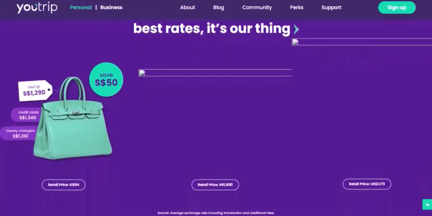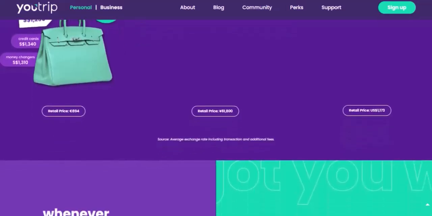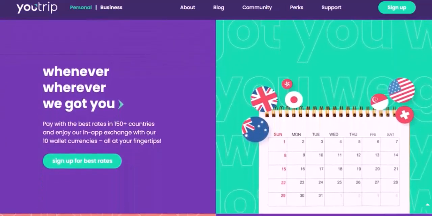Currency converter. Most travel apps, including YouTrip, have built-in currency converters. You can input the amount you want to convert and instantly see the equivalent in your desired currency. This helps you understand how much your local currency is worth in your travel destination. YouTrip website. Visit the official YouTrip website. They often publish a list of current exchange rates or have a dedicated rate checker tool. This can be helpful if you're planning your trip in advance and want to get an idea of the expected costs.